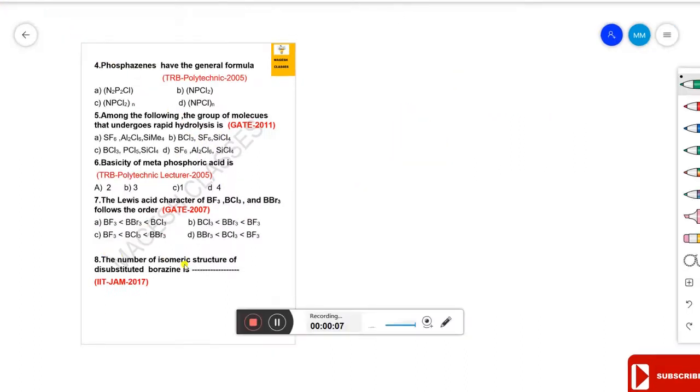The number of isomeric structures of disubstituted borazine. This is a question from IIT-JAM 2017. What is borazine? Borazine is B3N3H6. So it is borazine.